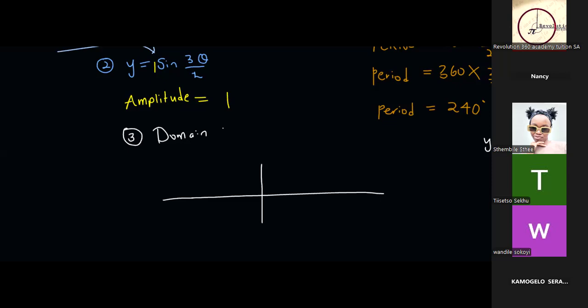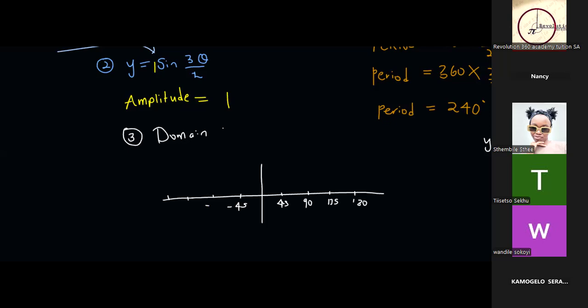So 45, 90, 135. Then it's followed by what? By 180. Then this one: 1, 2, 3, 4. So that's 45 degrees. That's 90. That's 135. And then that's also 180. So this will be negative 45, negative 90, negative 135, negative 180.